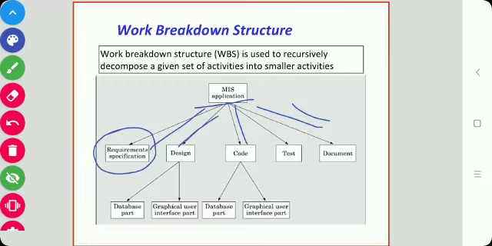It is broken down into requirement specification, design, code, test and document. Again, design is decomposed into a database part and a graphical user interface part, and code is likewise decomposed into a database part and a graphical user interface part. So, this is the work breakdown structure of an MIS problem.